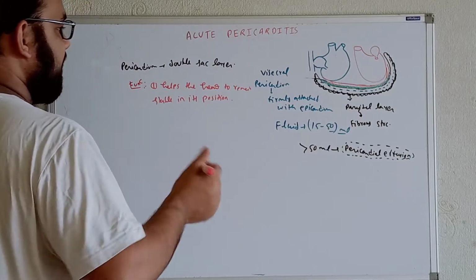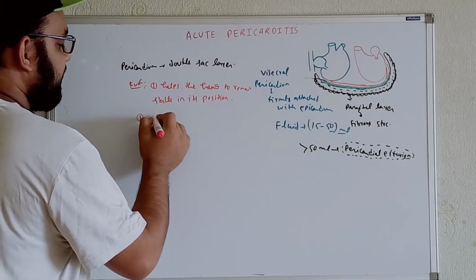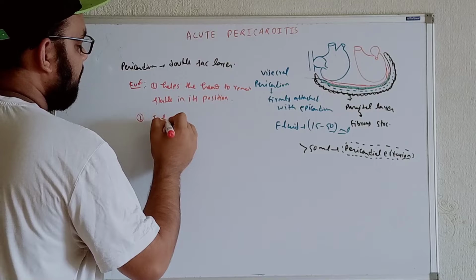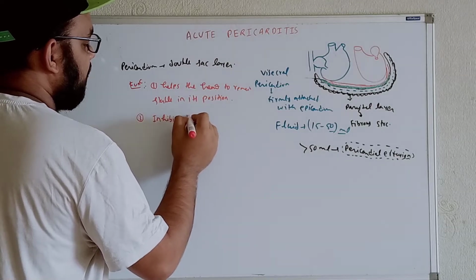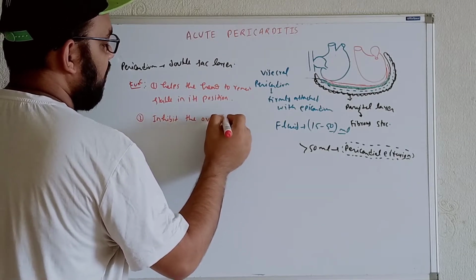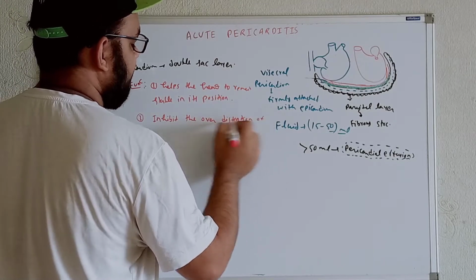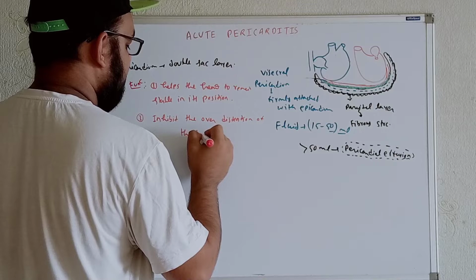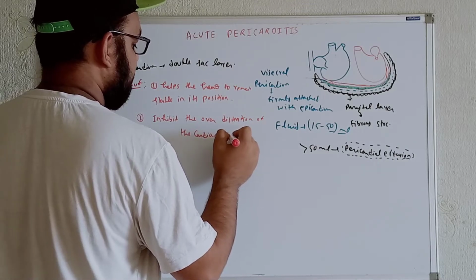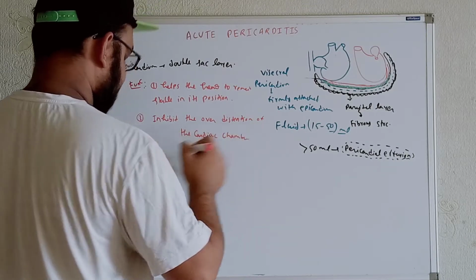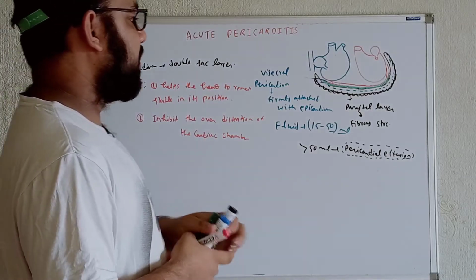The second function is that it inhibits the over distension of the cardiac chamber. Third, it will prevent the microbes from the other neighboring tissue.